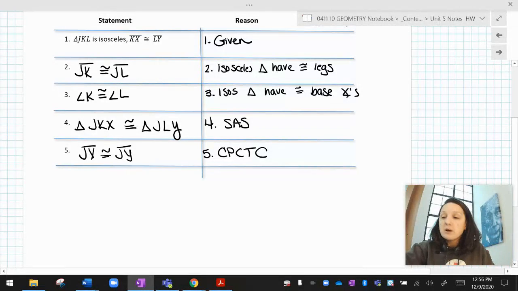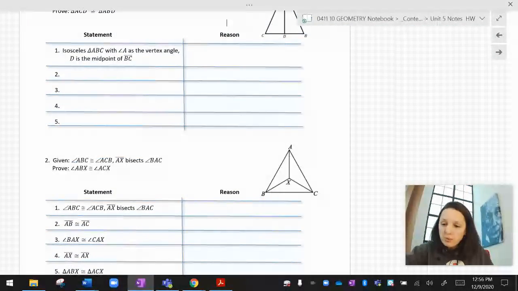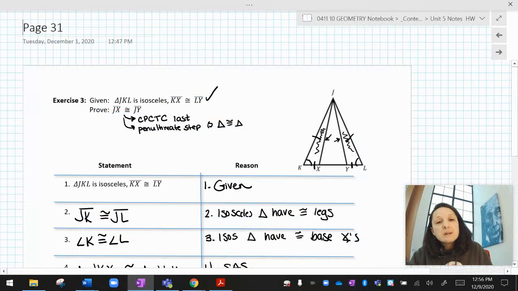Done. All right, so answer some checkpoint questions and then do these practice problems here. We gave you some of the statements and reasons in these, and you're going to fill out the rest.